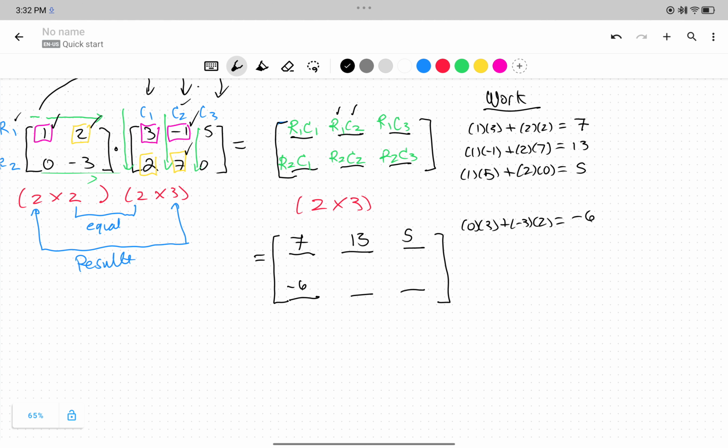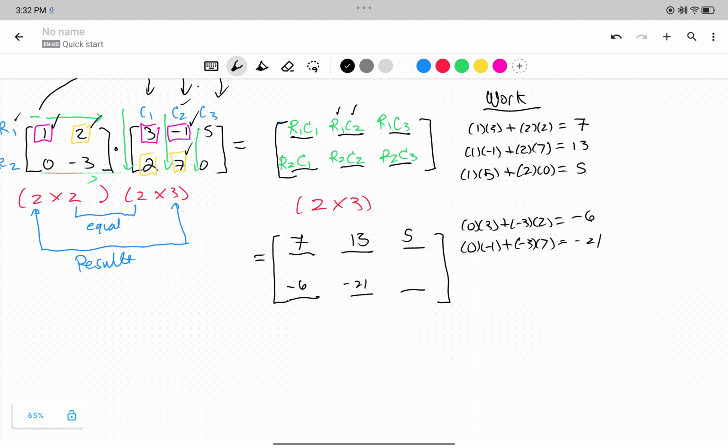Okay, who's next? Now we're over here. This one with this one. The first one with the first one, so 0 with negative 1. Negative 3 with 7. So in other words, negative 21.